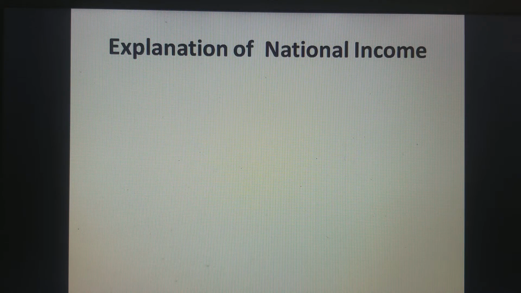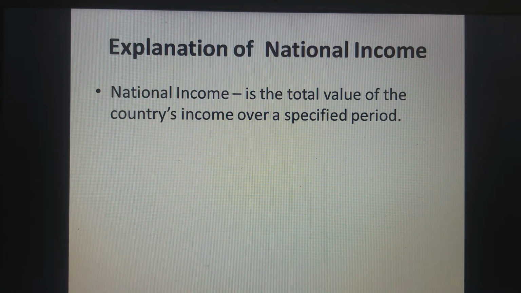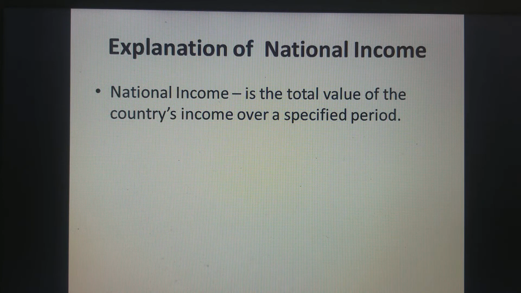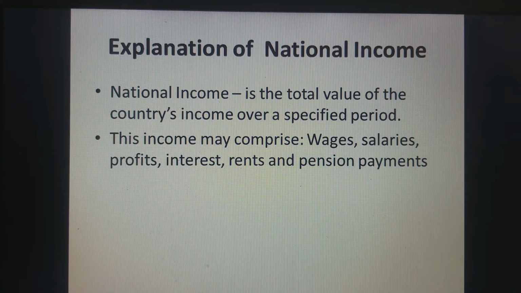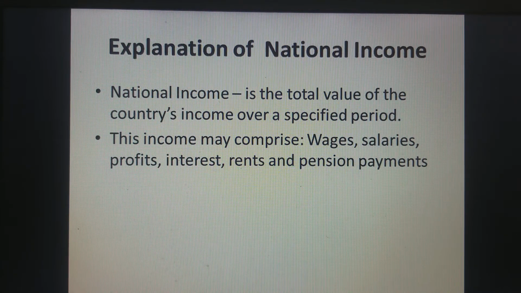Let's move to look at national income. Now, national income is the total value of the country's income over a specific period. This income may comprise wages, salaries, profits, interest, rent, and pension payments, among other things. So really, national income is where we're adding all of the earnings or the income by the various sectors in the society.